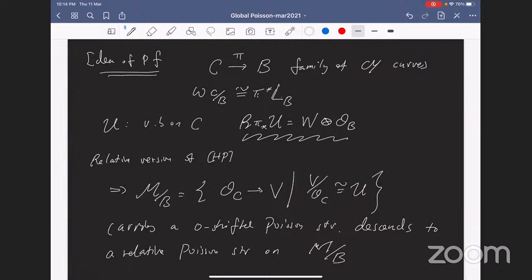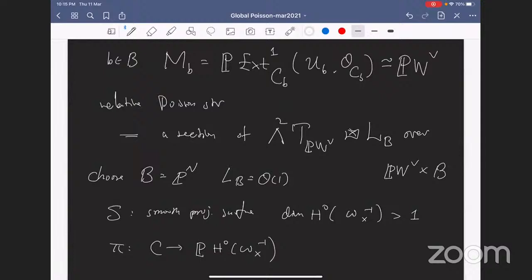Otherwise, we will get a family of Poisson manifolds, but the Poisson manifold itself will vary. We don't want that. We want the same manifold with a variation of the Poisson structure, okay? So one easy way to do that is to choose a pair which is called a strong exceptional pair.